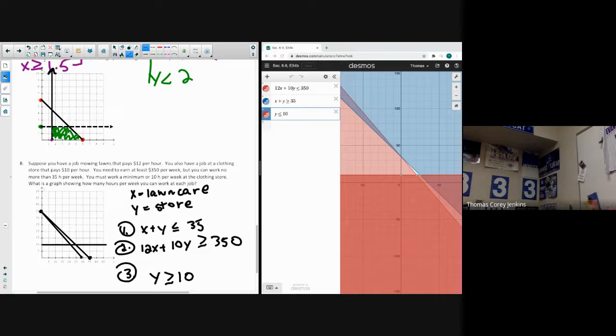The key to all this, the only reason I showed this other one, is a trick for shading. You might notice, look, Mr. Jenkins, this says x plus y is less than or equal to 35. I typed greater than or equal to 35. That says greater than or equal to 350. I did the opposite, less than or equal to 350. I did the same thing here. Our inequality is y is greater than or equal to 10. I typed the opposite.